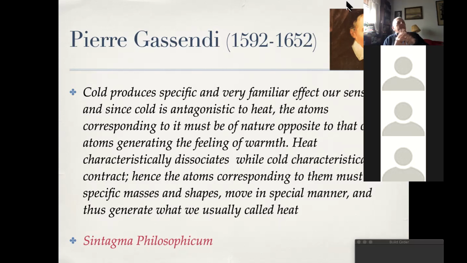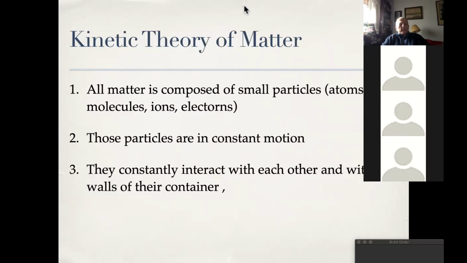And this, of course, is not true. There are no different kinds of atoms, but already Gassendi was telling us that in order to understand the heat, we have to think about the motion of the elements out of which the matter is built. And that is how in the middle of the 19th century, the understanding of nature has developed, which is called the kinetic theory of matter.